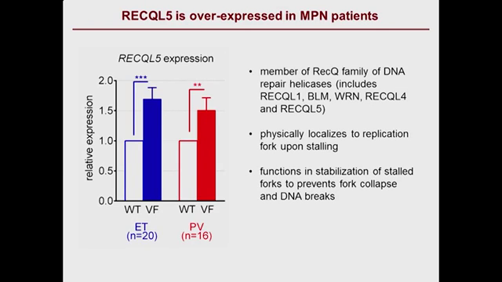RECQL5 is a member of the RecQ family of DNA helicases, of which there are 5. You may have heard of Bloom and Werner. There are germline syndromes where patients have mutations in these and have cancer predisposition. RECQL5 has a role as a guardian of the genome, and it localizes to the replication fork when the fork stalls, for example, if it encounters DNA damage. Therefore, it functions to stabilize the DNA replication fork, prevent its collapse, and prevent the development of DNA double-stranded breaks. Its role in MPN biology had never been investigated, so we thought it would be an interesting gene to study.